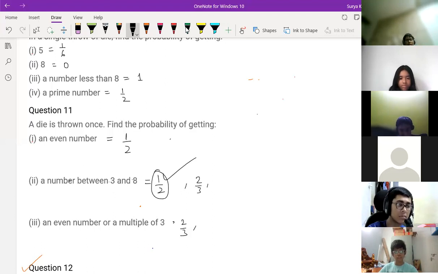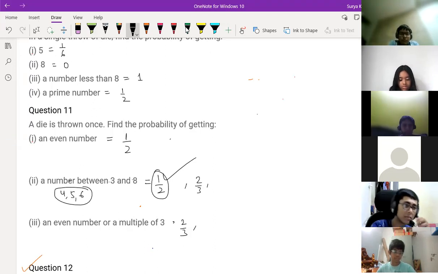This is the only correct answer because between 3 and 8, which numbers will come? 4, 5, and 6. Nothing else will come. Sir, 3 won't be counted. Between 3 and 8, 3 won't count. If they ask for a number less than or equal to 3, meaning 3 or more than 3, then you can tell 4 by 6. Okay, so your answer is 1 by 2.